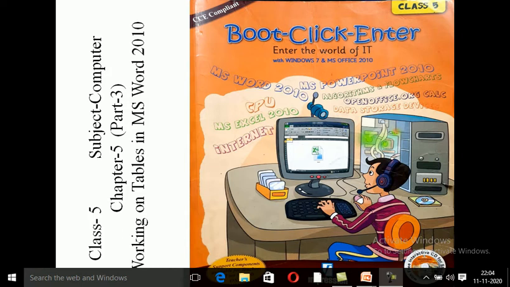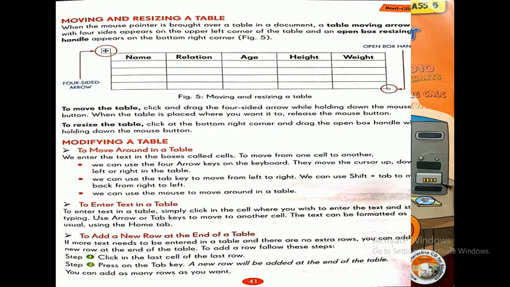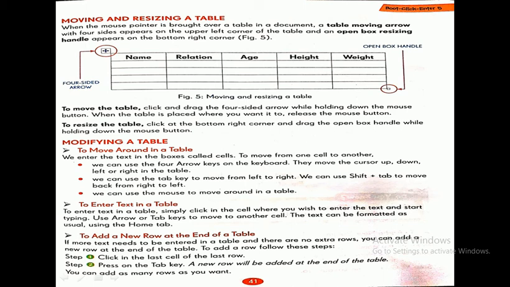Now in the last topic we have done up to moving and resizing a table. Now let's start with modifying a table. How to modify a table? Now to move around in a table, we enter the text in the boxes called cells.